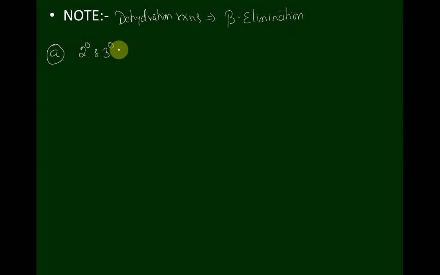Put it down. Dehydration reactions of alcohol follow beta elimination reaction. And we know that there are two types of beta elimination reactions, E1 and E2. Then what are the conditions? Secondary and tertiary alcohols always follow E1 reaction.